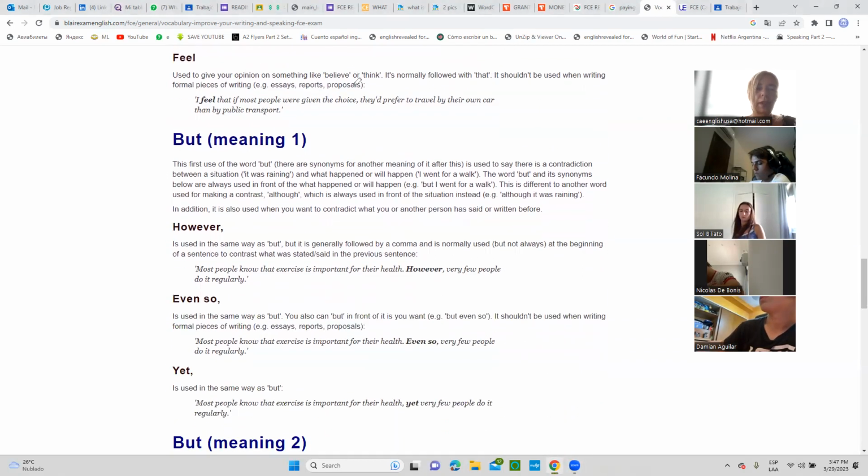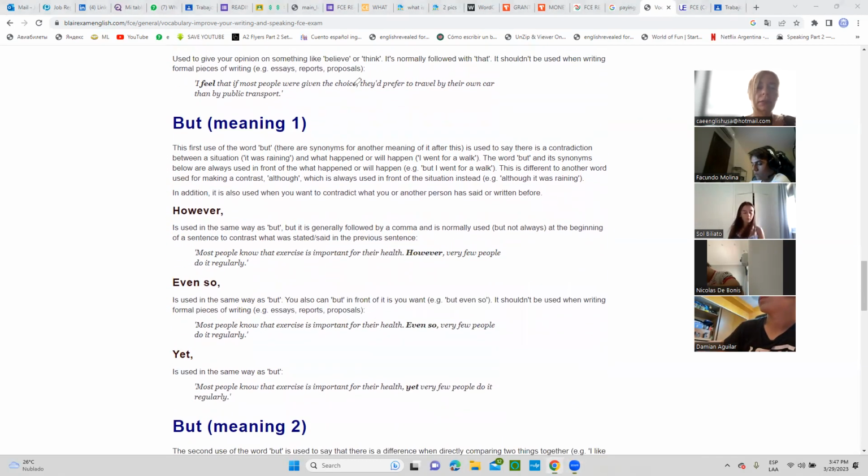Good. But, meaning one. This first use of the word but, there are synonyms for another meaning of it after this, so we will see the other words for but. Here we'll take a look at the first meaning of but. It is used to say that there is a contradiction between a situation, it was raining, and what happened or will happen next. I went for a walk. It was raining, but I went for a walk.